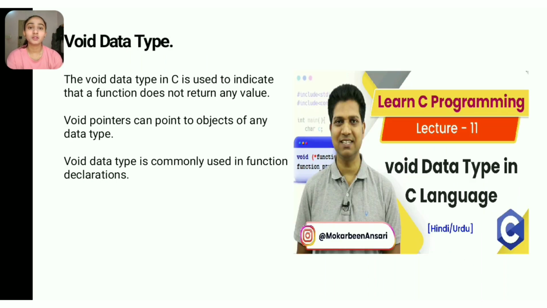Void data type. The void data type in C is used to indicate that a function does not return any value. Void pointers can point to objects of any data type. Void data type is commonly used in function declarations.